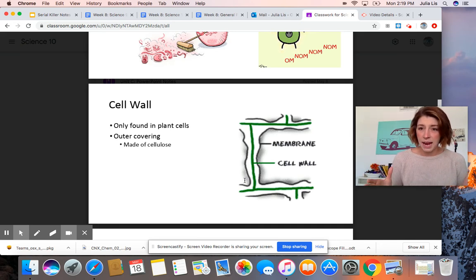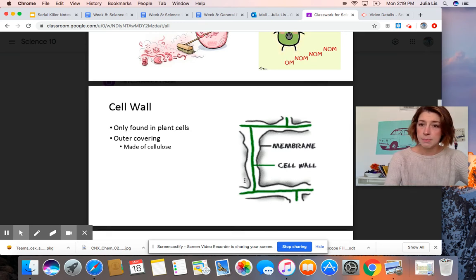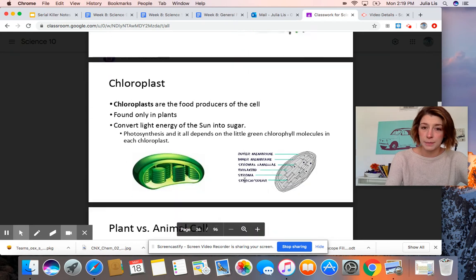That's because plants are out in the environment and they have to fend for themselves, so they have to be very strong and sturdy. By having that additional wall just outside the cell membrane, the cell wall protects the plant. And it's made up of cellulose, which is a type of sugar.